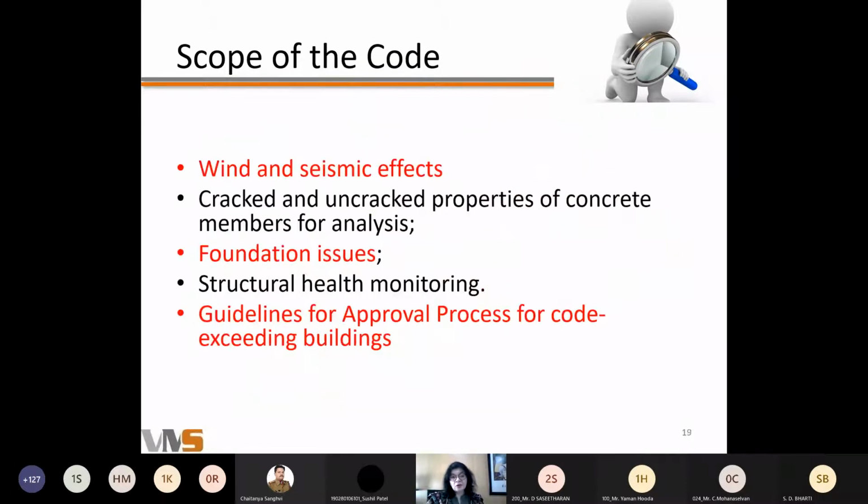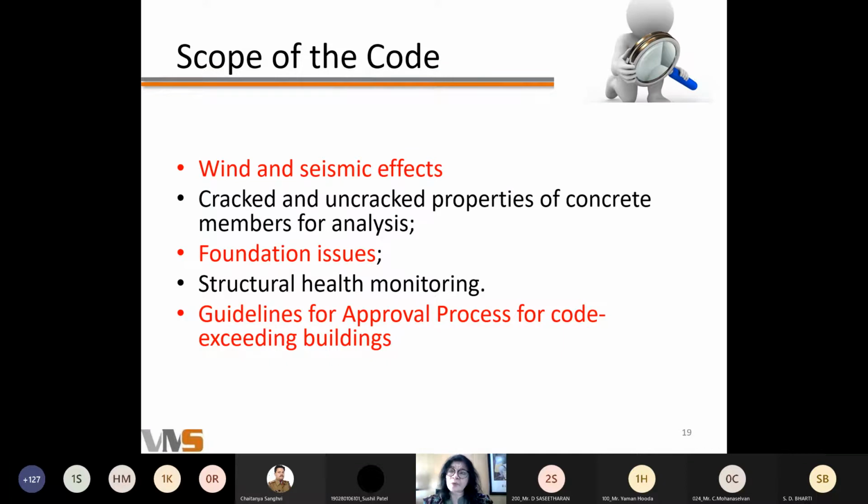So this is the laundry list, and this is the scope that you have. What are the seismic and wind effects, and cracked and uncracked properties of concrete members for analysis. I think there are cracked properties which are now given for earthquake.